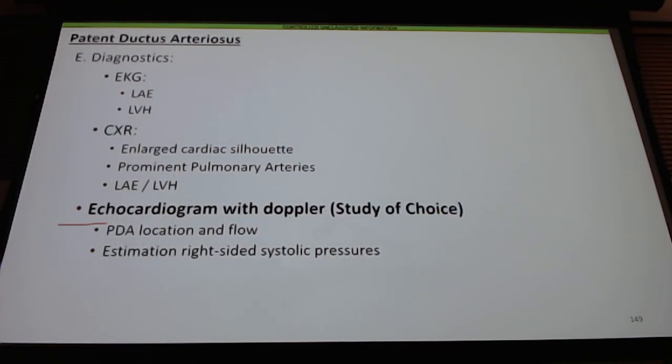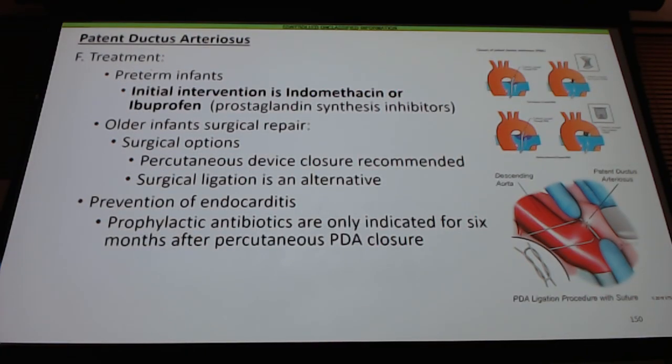Echo is going to be your test of choice to be able to diagnose this. And then the treatment is going to depend. If you have a premature baby, let's give them an NSAID to get rid of that prostaglandin. So indomethacin and ibuprofen are great at helping reduce prostaglandin levels, so you naturally have a closure of the patent ductus arteriosus.